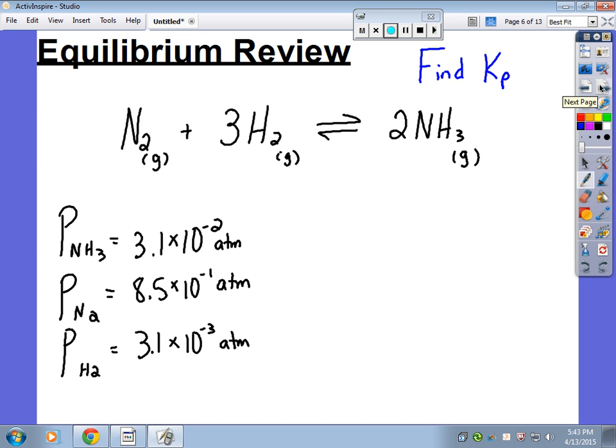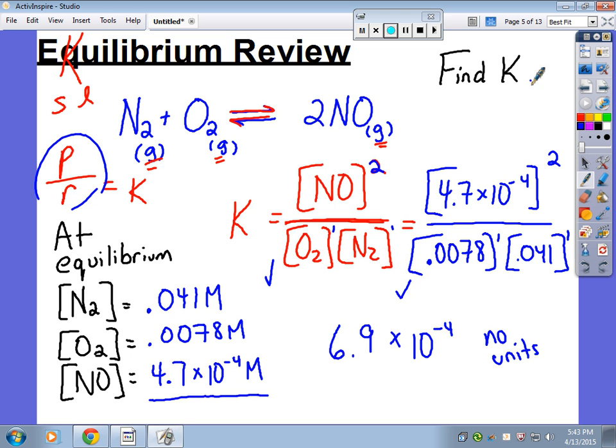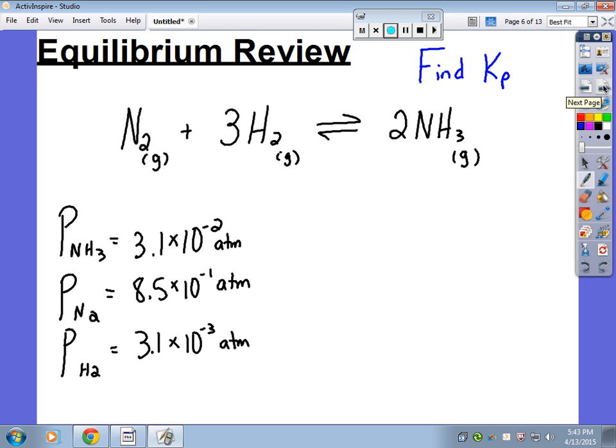Let's try a different one. Okay? So this says find Kp. What the heck is Kp? Well, it turns out that this right here can be called Kc because we're talking about concentration in terms of molarity. I can also call it K, or in some old books you'll see it called Keq, the equilibrium constant. Yikes. Okay. So what's the difference? Well, this is called Kp because it's in terms of atmospheres.